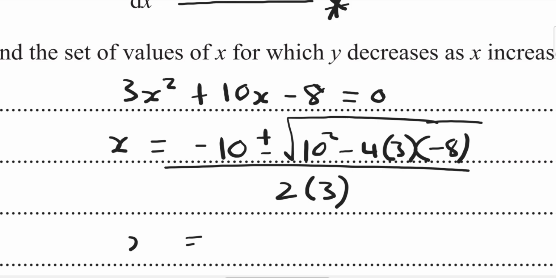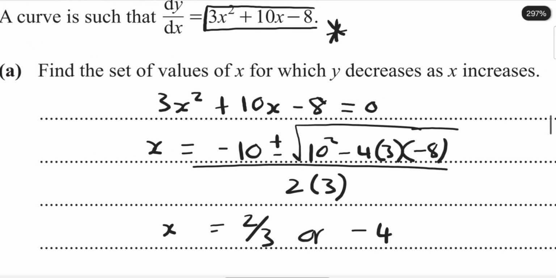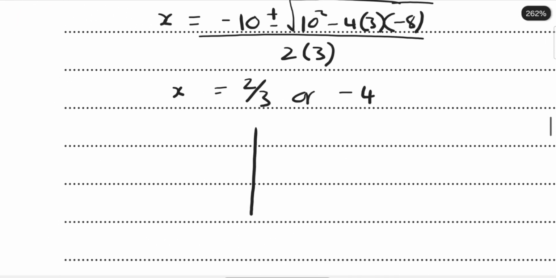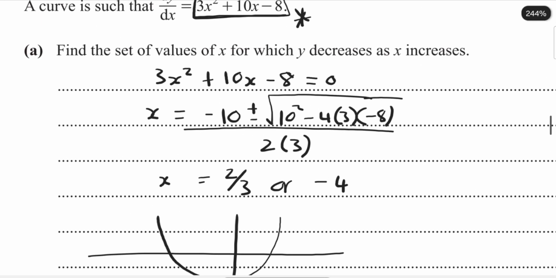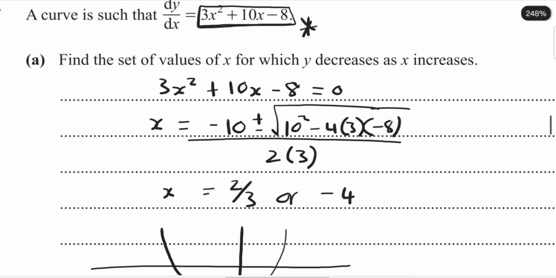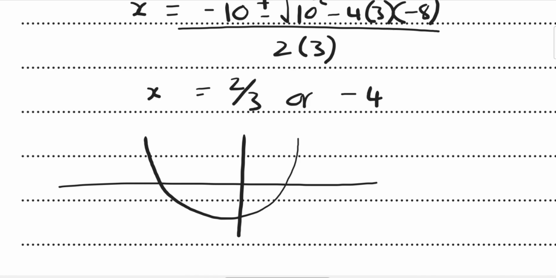And if you punch this in our calculators, we get x equals 2/3 or minus 4, meaning if we are to draw dy/dx as a graph, it will look like this, right? Firstly, because the coefficient of x squared there is positive, it faces up like this, and we now know that this is minus 4 and this is 2/3. So it's only in this region where our dy/dx is less than 0, right?